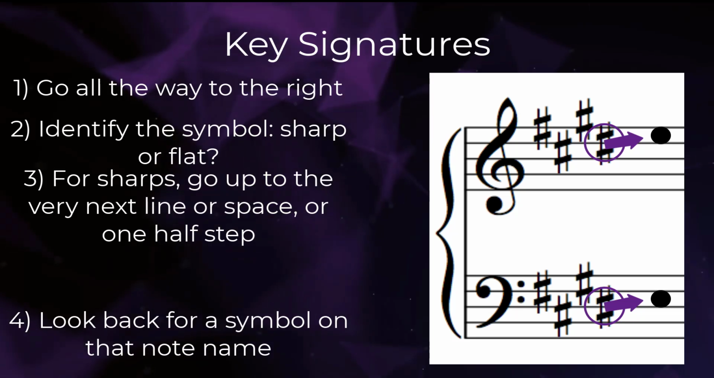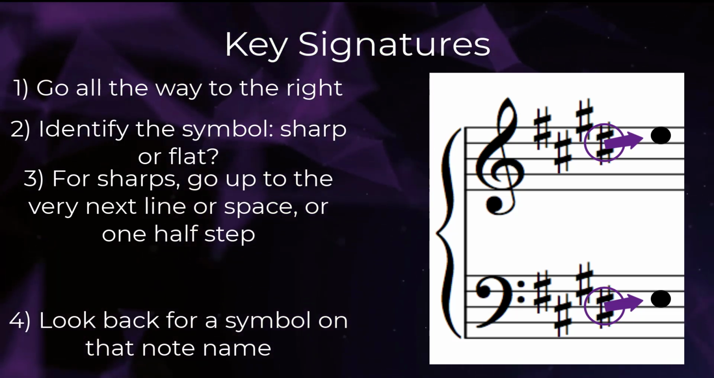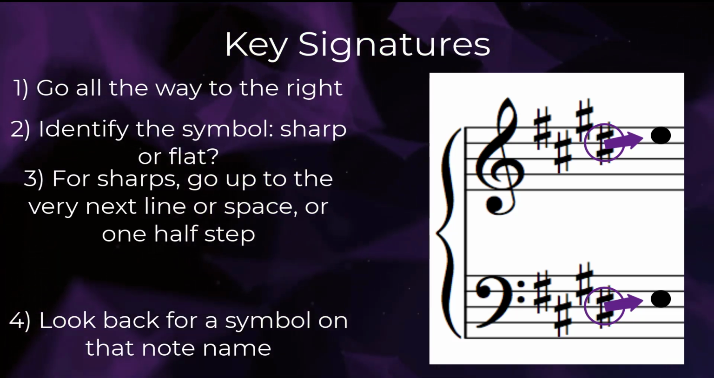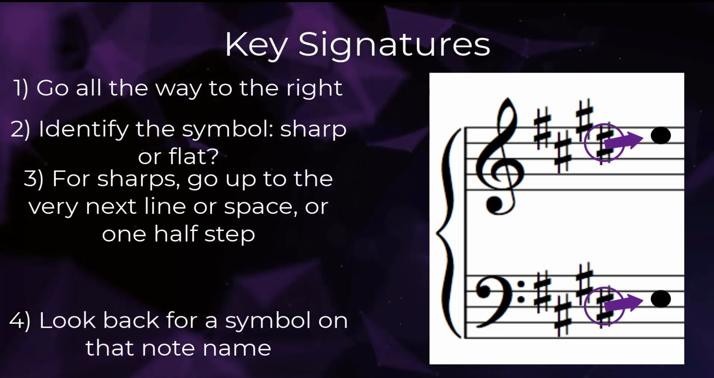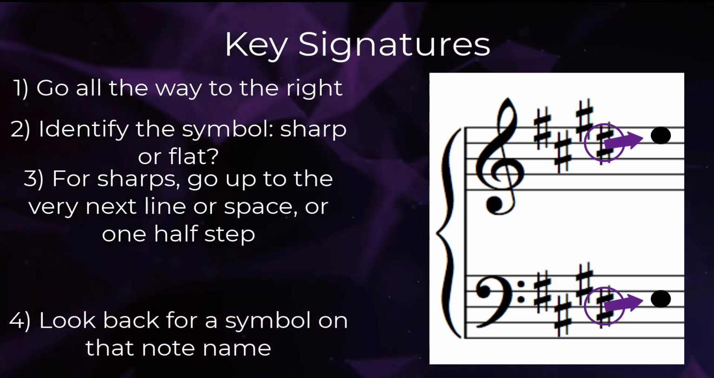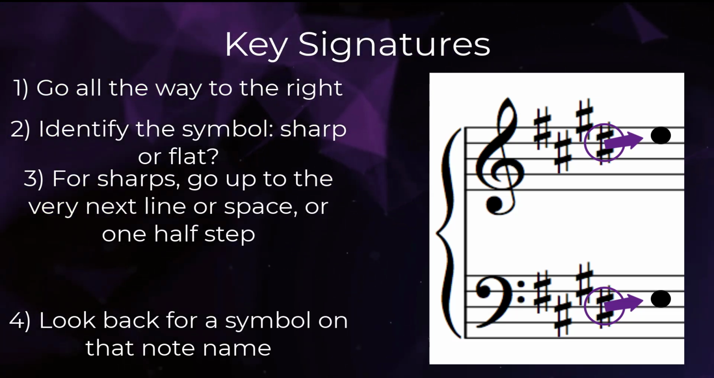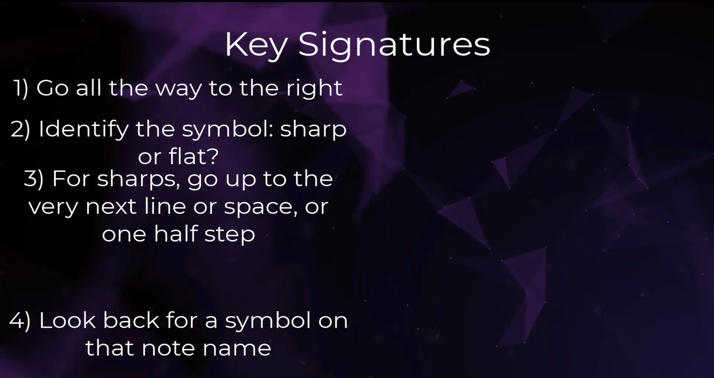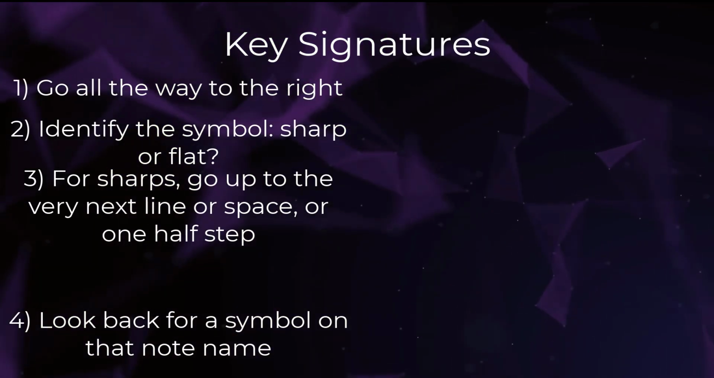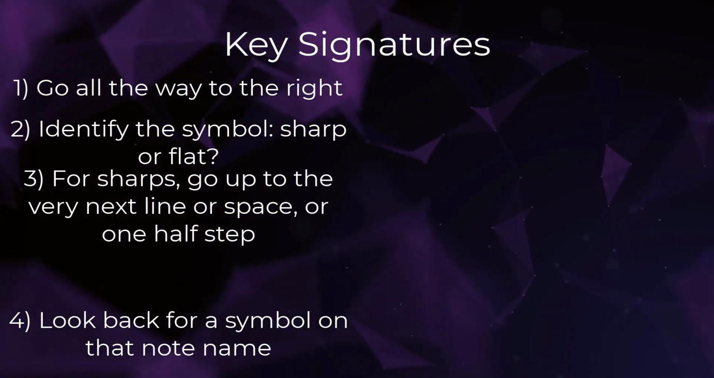If there is a sharp or flat on that note, you must include that in your key name. If not, then just include the name of the note that you drew. Here, there is no sharp on E, so we have deduced this is E major. Done. Simple as that.